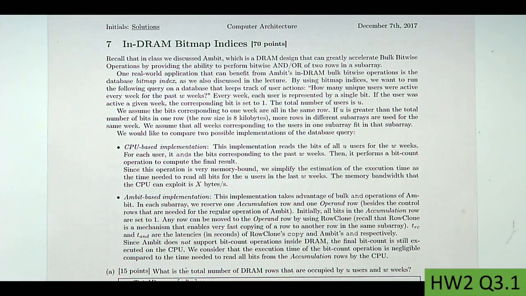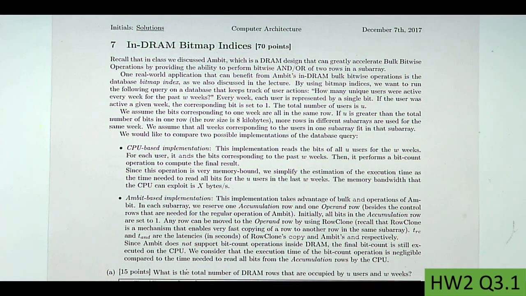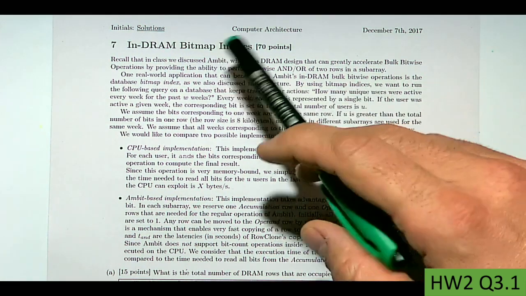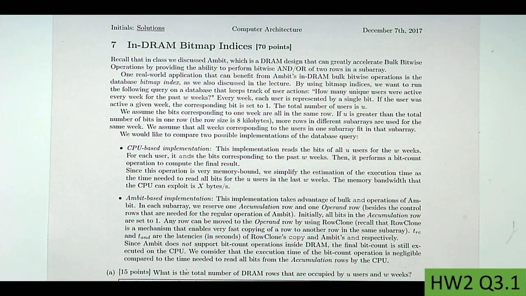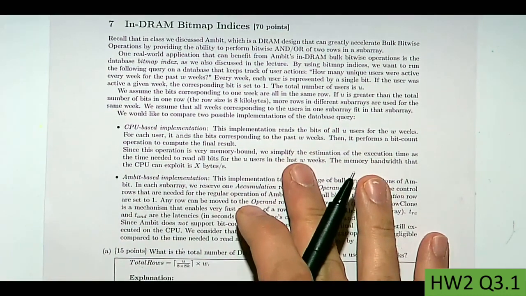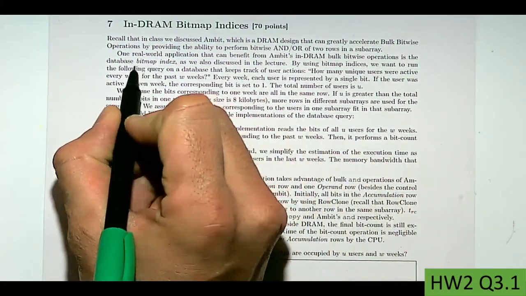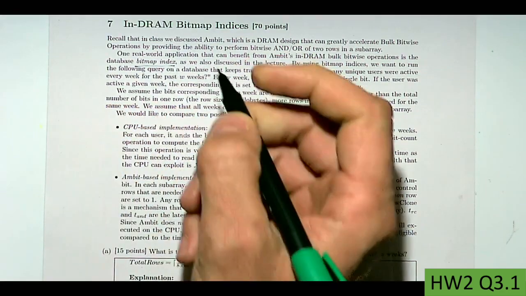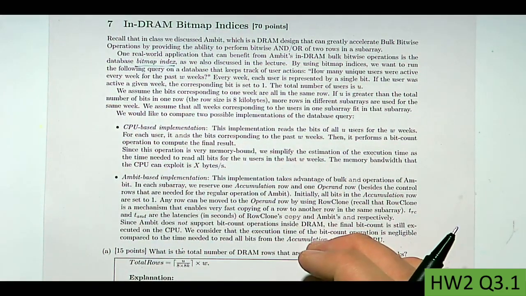This question is question 4.1 in your homework, but it was also a midterm exam question in fall 2017. I'm not going to read it completely, and actually I'm not going to solve it. I will essentially read the solution given the amount of time that we have. In this question, we are going to work with bitmap indices, which is one of the benchmarks used in the Ambit paper.